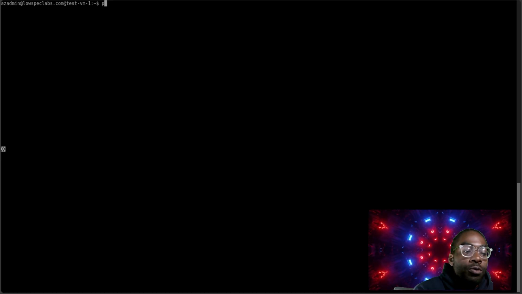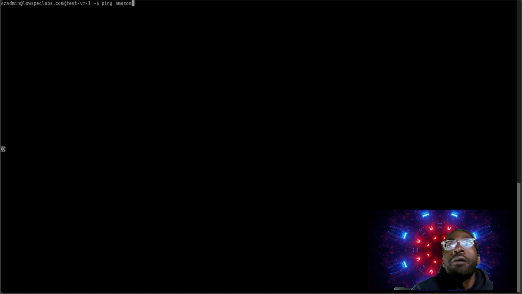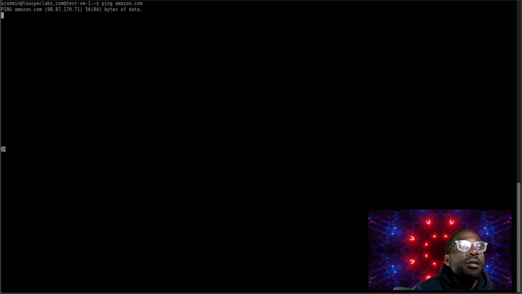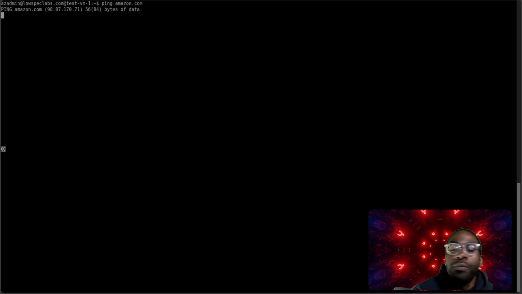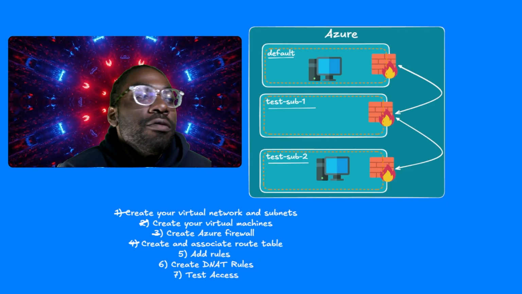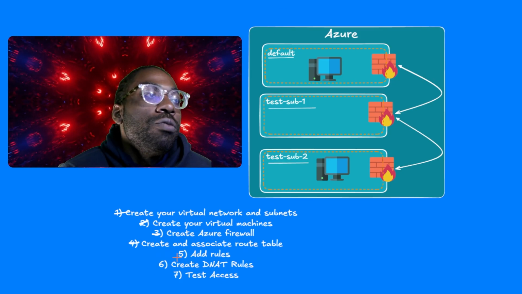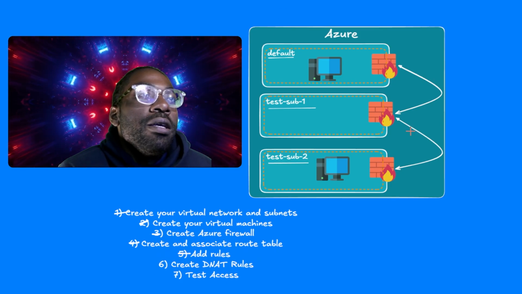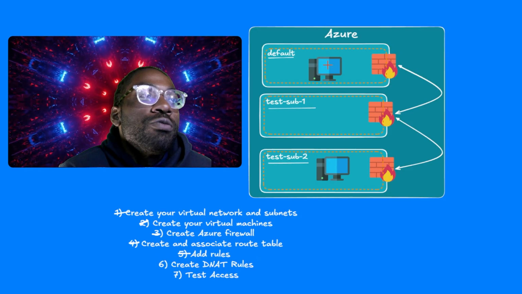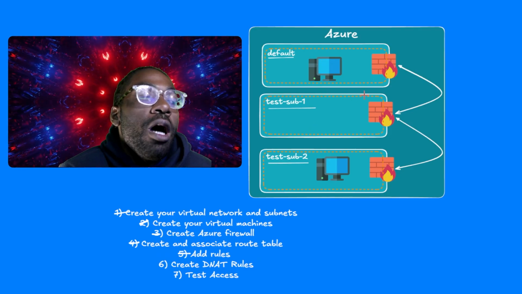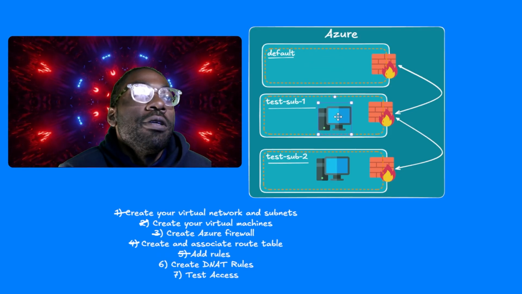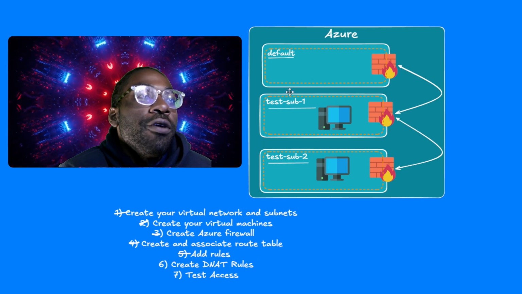Back on our virtual machine, we can run a ping amazon.com, and look at that, nothing happens. We're good with the block. And that is it for step 5. We have now added our rule. Last but not least, we'd like these 2 virtual machines in 2 different subnets to talk to each other. How do we configure that?